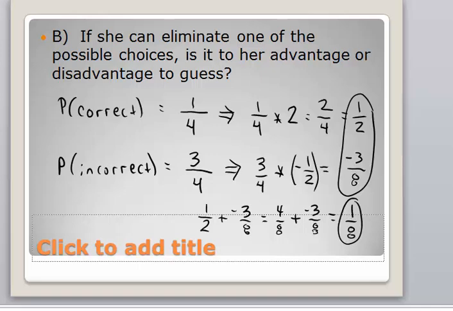And so what does that mean? Notice that the expectation is positive, which means that on average, she's going to gain 1/8 a point each time she guesses, if she can eliminate that one answer choice. So is it to her advantage or disadvantage to guess? It is to her advantage to guess in this situation.